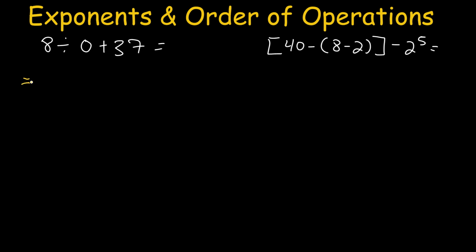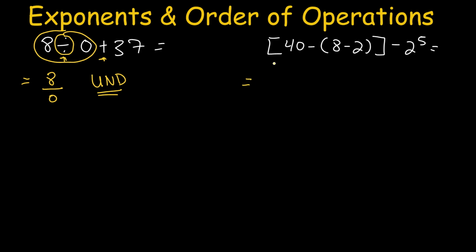So let's go ahead and do the first one. So here we have divide and here we have add. So which one should we do first? Well, the division. Over here we have 8 divided by 0. And do you know that we cannot divide by 0? We cannot do it. So this problem cannot be solved. So we will call this problem undefined. So this is our answer, undefined. So you have to be careful whenever we divide by 0 because we cannot divide by 0.